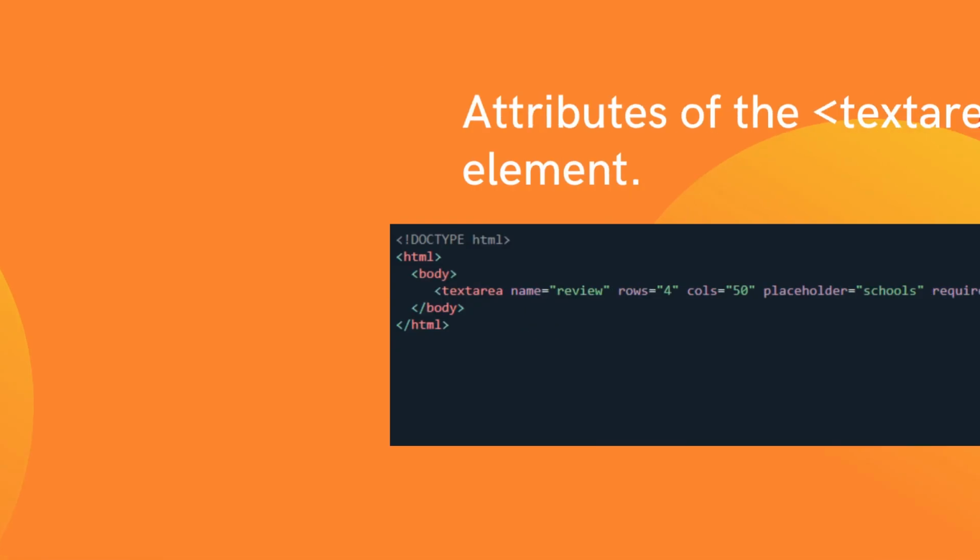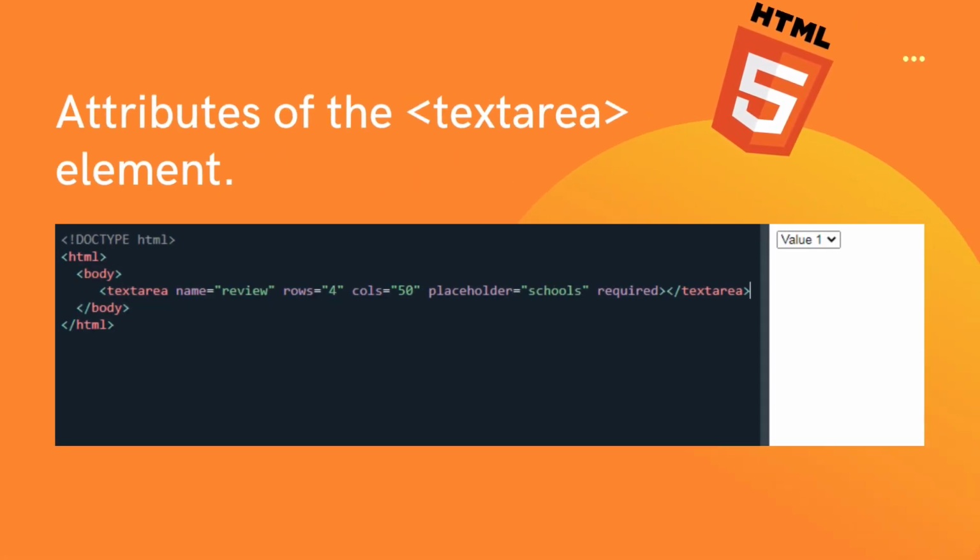Example: attributes of the textarea element. The name text attribute specifies a name for the textarea. The rows number attribute specifies the number of rows in the textarea. The cols number attribute defines the visible width of the textarea. The placeholder text attribute specifies a short hint that describes the expected value of the textarea. The required attribute indicates that the textarea must be filled.